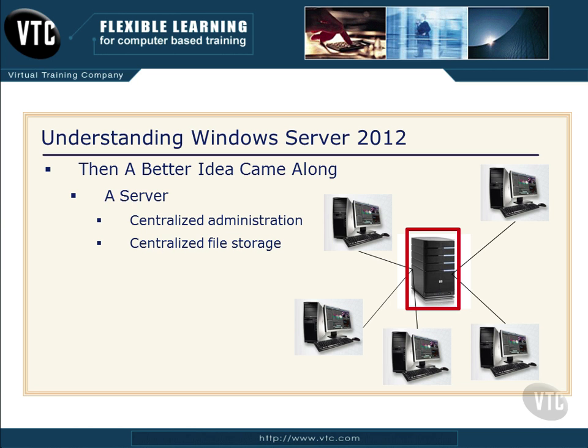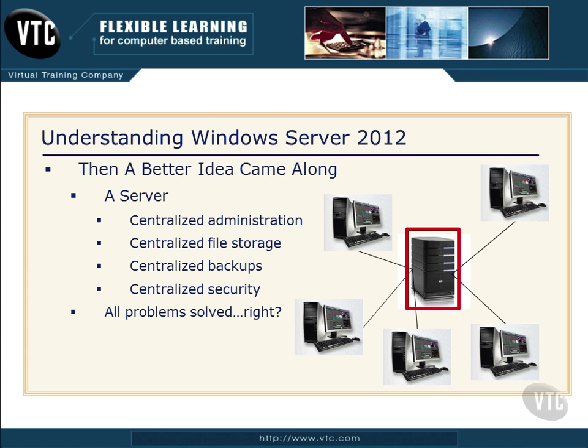Centralized file storage. Instead of storing files on every individual machine, let's put all those files on the server and share them as needed. Centralized backups. We can do backups on one machine. We don't lose our data. Centralized security. We can handle all the security issues right here on the server, and all of the problems were solved and everybody was happy, right?